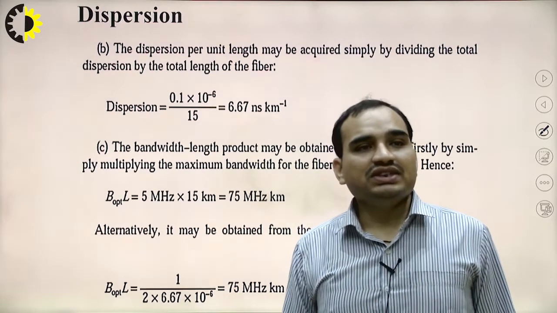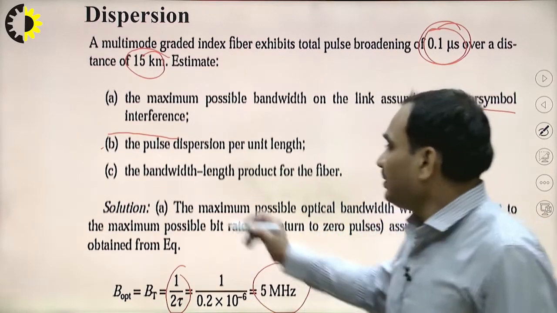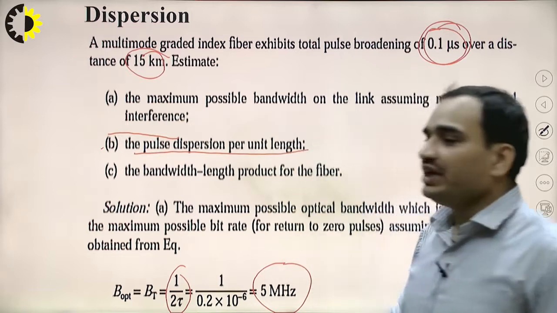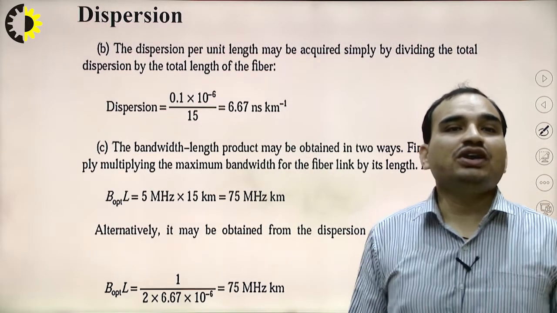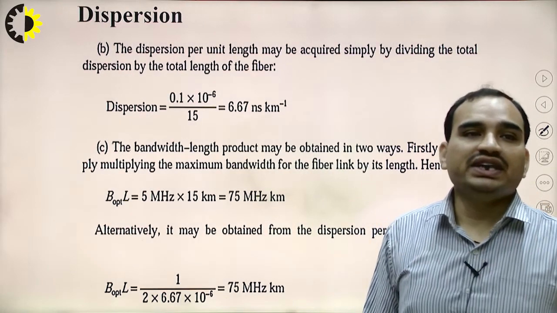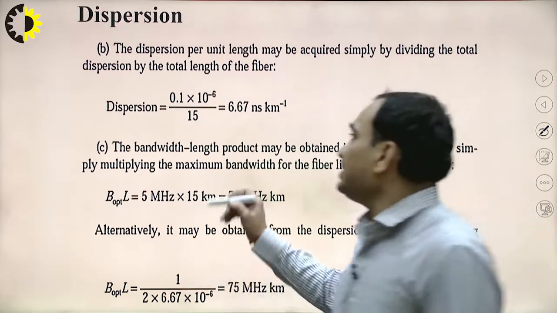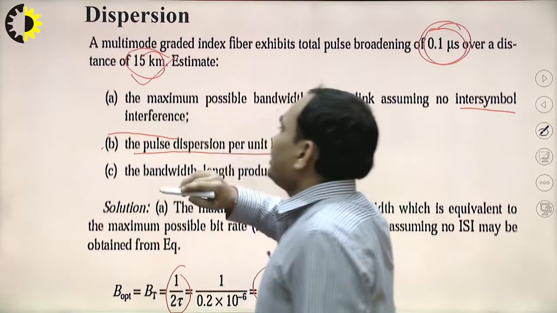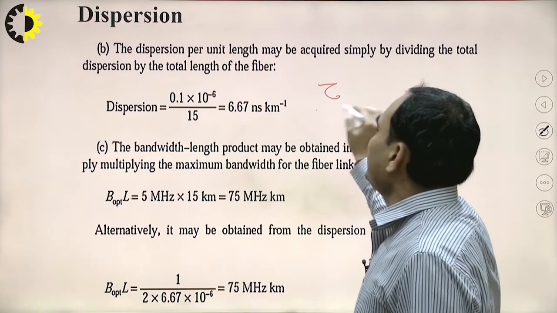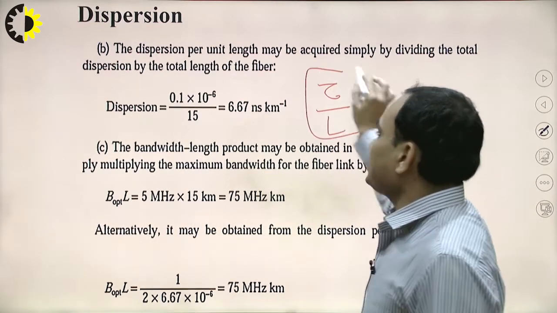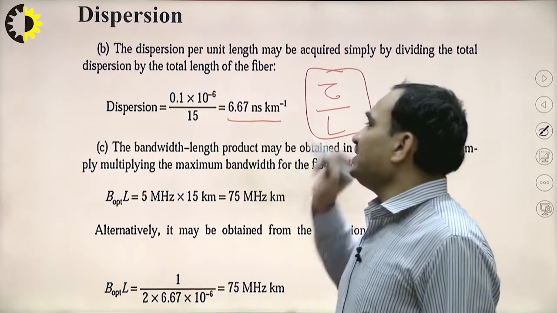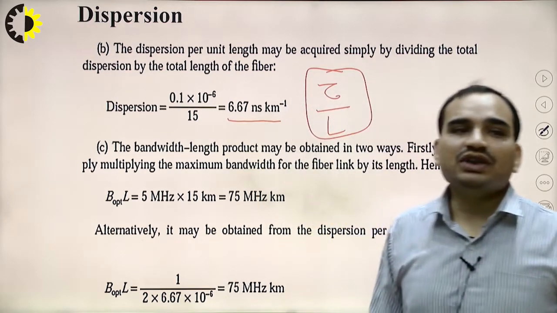Now, the second part is the pulse dispersion per unit length. The pulse dispersion per unit length can be calculated as tau divided by the length, where the length is given as 15 kilometers. So, tau divided by L gives a dispersion of 6.67 nanoseconds per kilometer.